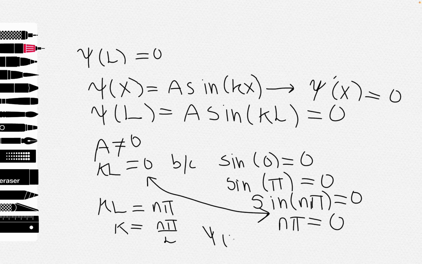And we've just solved another part of our wave function. That is, phi of x is equal to A sine of n pi over L times x. Now, you might be wondering, what about the A? Well, this is where the idea of normalization comes in. So let me make some more room.